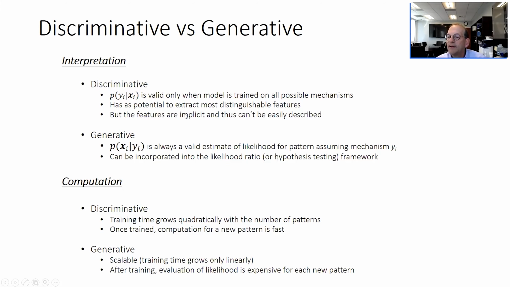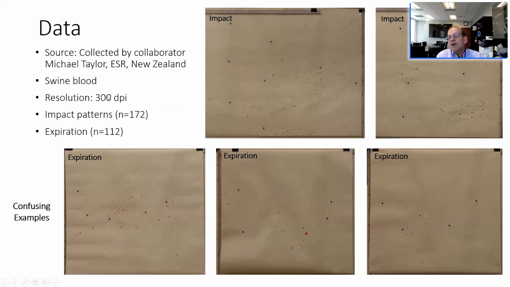So I have two or three minutes left. Let me try and talk to you about the results. I have some data that we got when we were collaborating with Michael Taylor, who has since passed away, sadly. These are impact patterns generated in his lab using swine blood from either impact or expiration. They're kind of hard to see. The things you can see most visibly are actually the pins keeping the paper up, so that's not what we're interested in. There are little red stains. And you can see that though the top two are impact and the bottom three are expiration, they look somewhat alike. So you can see why there's some ambiguity here.